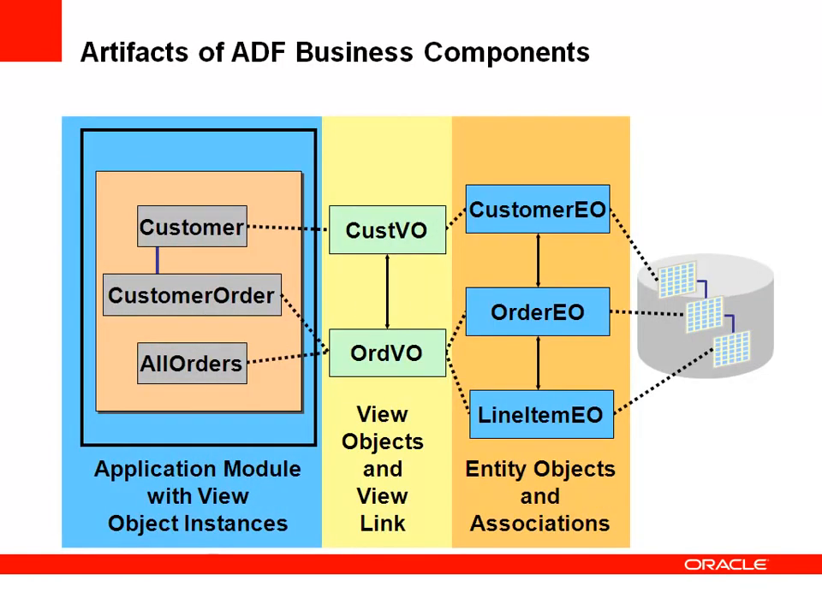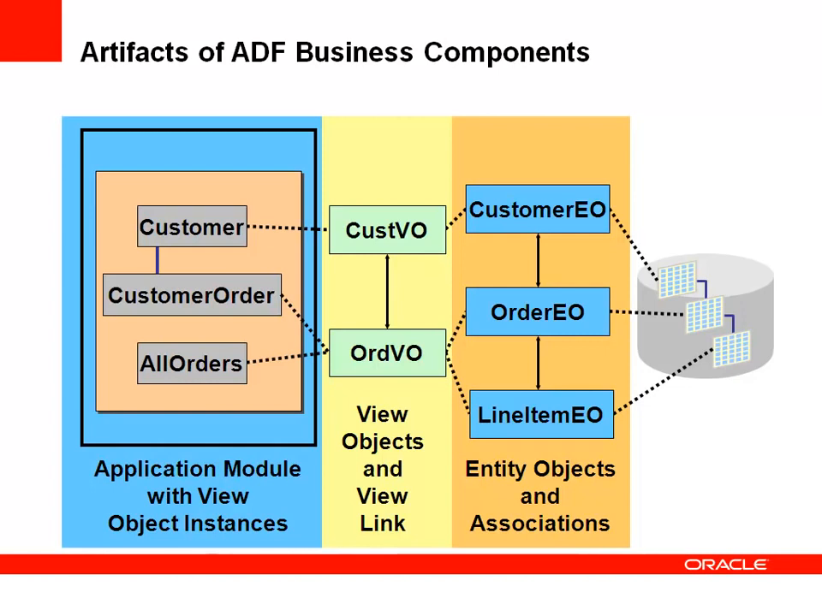Let's look at the architecture of ADF Business Components. There's actually a separation of ADF Business Components themselves into 3 layers. The first layer is comprised of entity objects. Entity objects represent tables in your database, and they map to tables in your database and allow you to execute insert, update, and delete operations against those tables. The entity objects are related to one another using associations.